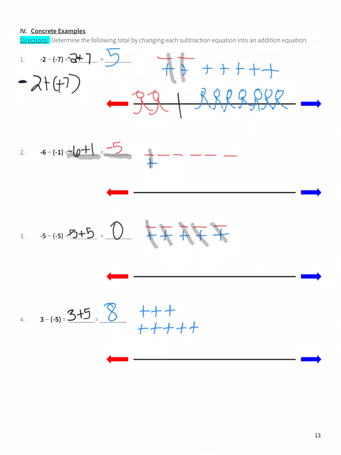Let's go to this one. 3 minus -5. When we subtract, we add the opposite. The opposite of -5 is +5. Okay? So when we subtract, we add the opposite. So -7, the opposite's +7. Okay, so hopefully you got these same answers.